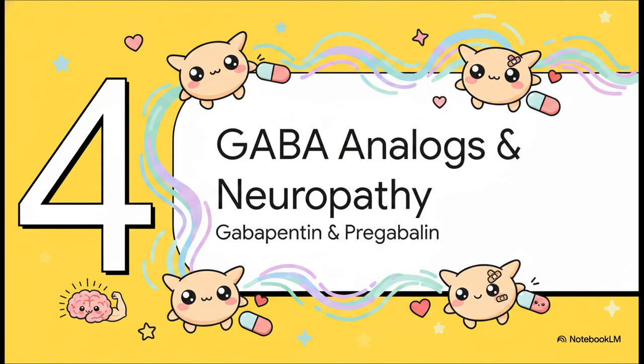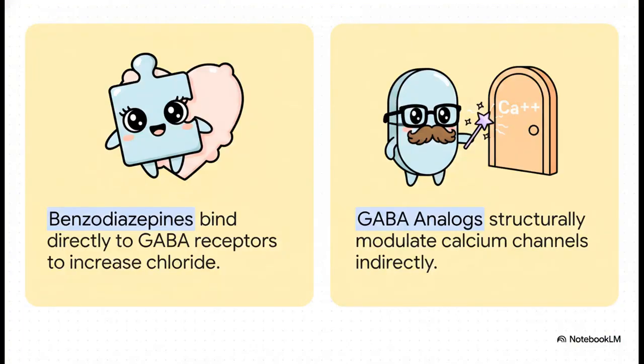Section 4. GABA Analogs and Neuropathy. Now, unlike our benzodiazepines, which bind directly to the GABA-A receptor to let chloride in, non-benzodiazepine GABA analogs, like gabapentin, just structurally mimic GABA. They don't actually bind directly to GABA receptors at all. Instead, they act as membrane stabilizers by modulating calcium channels on the neurons. This indirectly dials down the release of excitatory neurotransmitters.